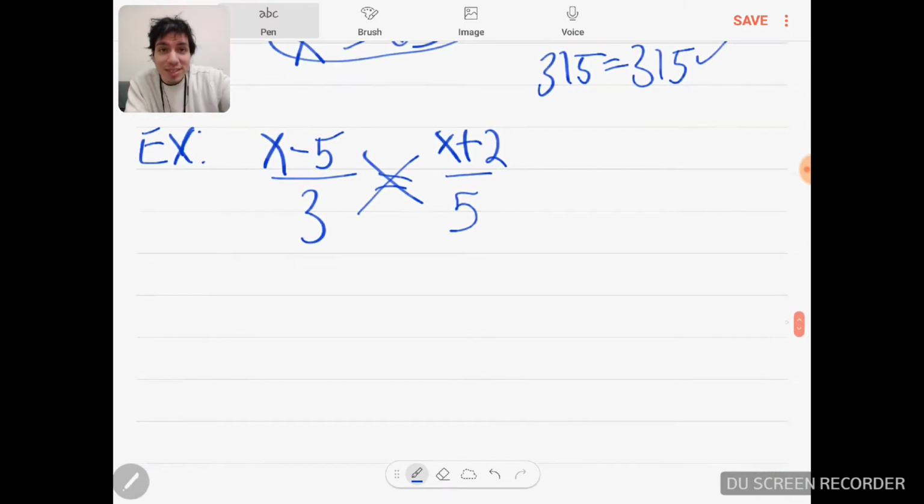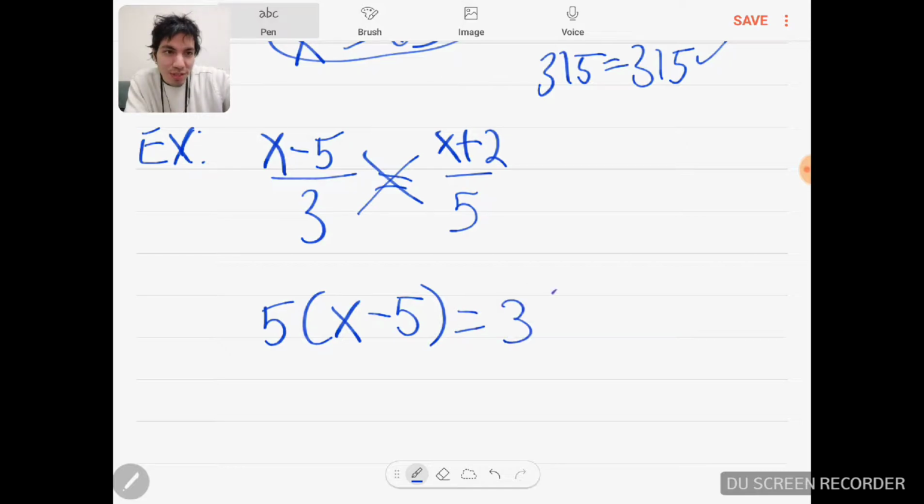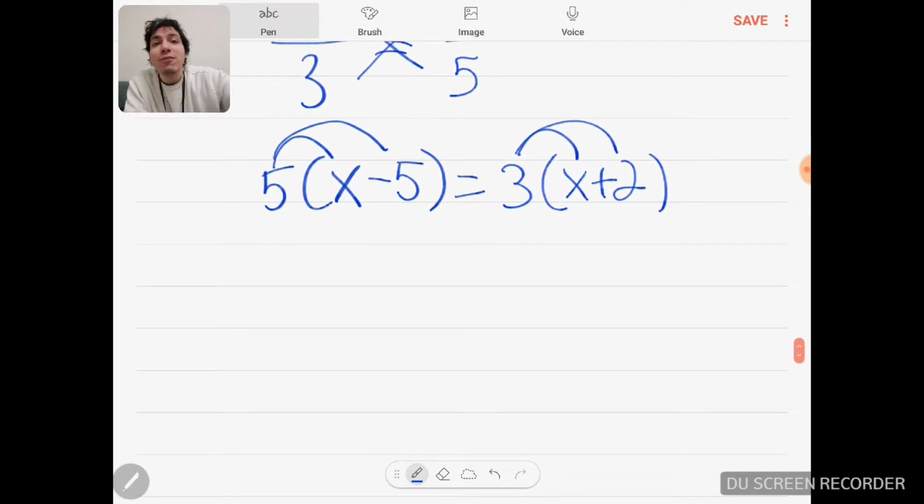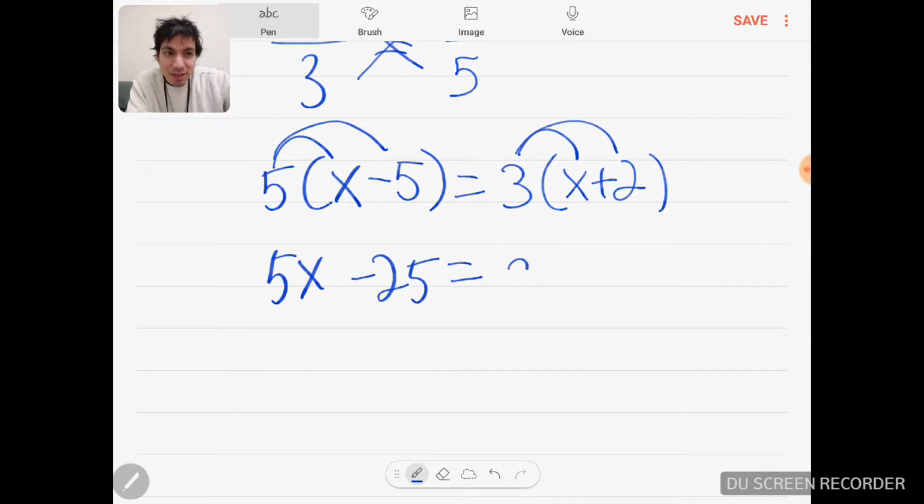So what you do is this. You're going to rewrite the equation again, but instead it's going to be 5 parentheses times x minus 5, and that's equal to 3 times x plus 2, right? Now you're going to distribute the 5 into both these two terms, and same goes for the 3 in both of these two terms in the parentheses. 5 times x, 5x. 5 times negative 5 is negative 25. 3 times x, 3x. 3 times 2, 6.